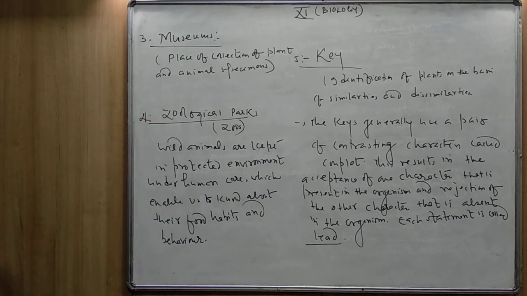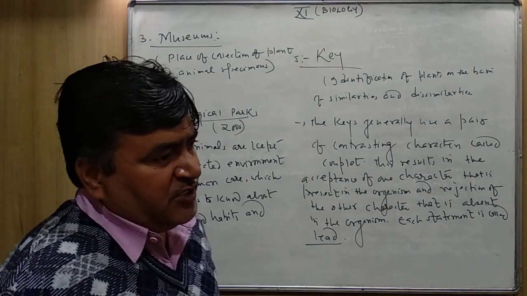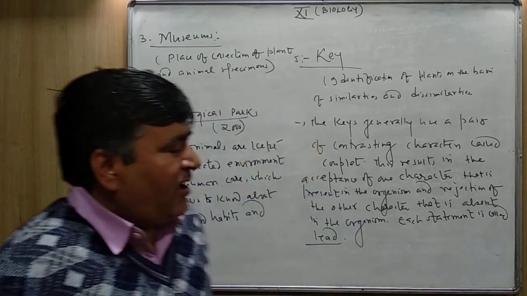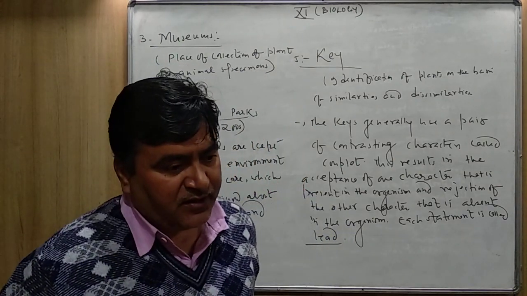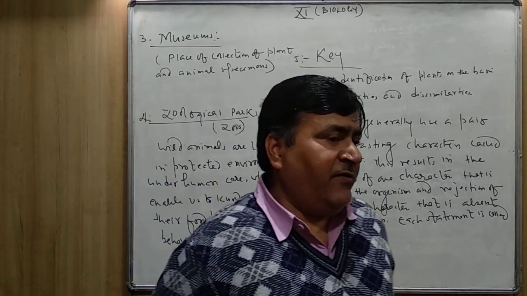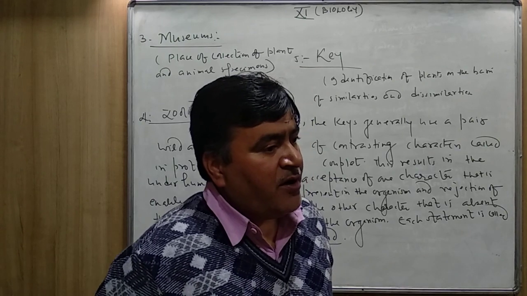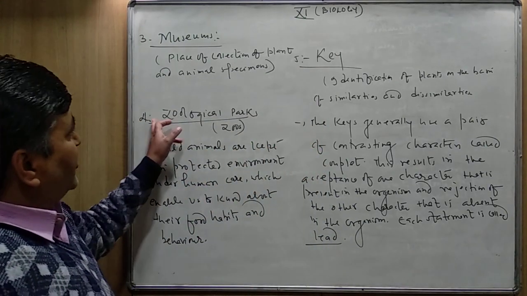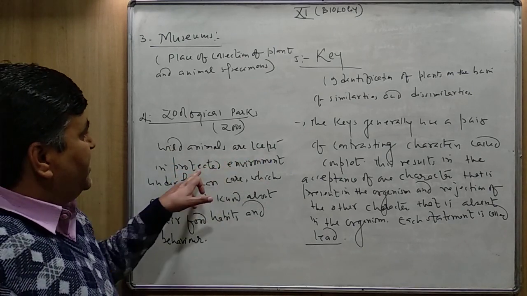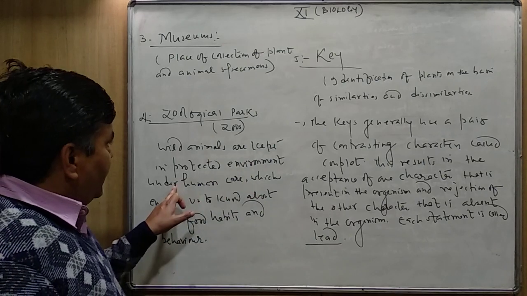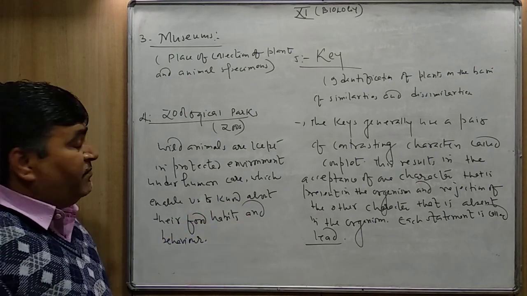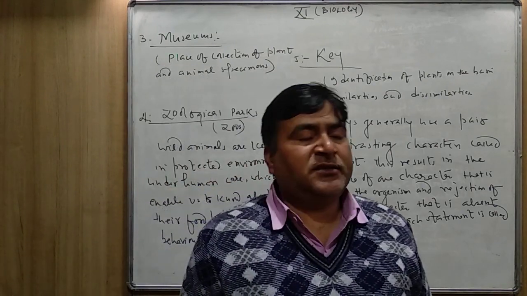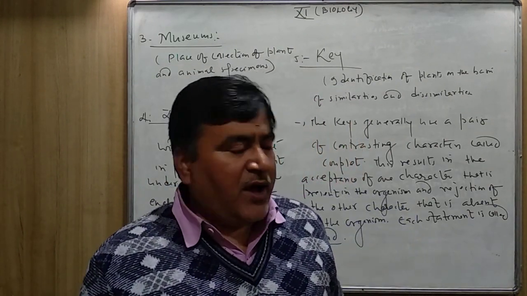Now the next one is the zoological parks. You might have seen so many zoological parks. The zoological parks are also a method of ex situ conservation, means the conservation of wildlife, the animals especially, in a man-made ecosystem. In zoological parks, the wild animals are kept in a protected environment under human care, which enables us to know about their food habits and behavior. As you know, in the zoological parks you have seen so many animals.